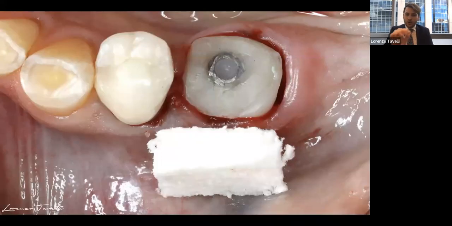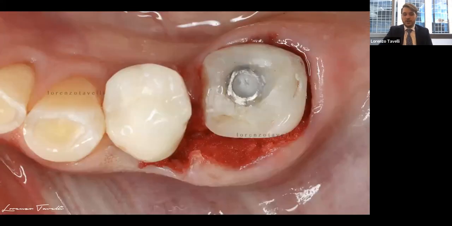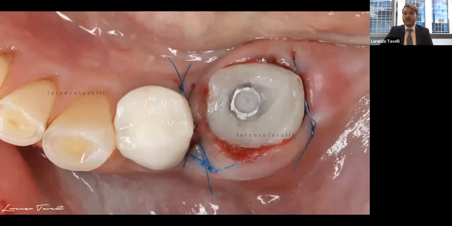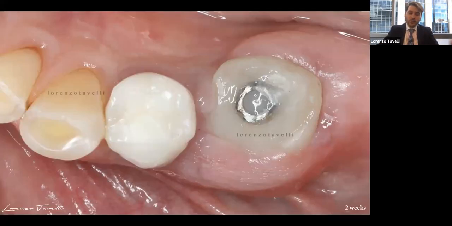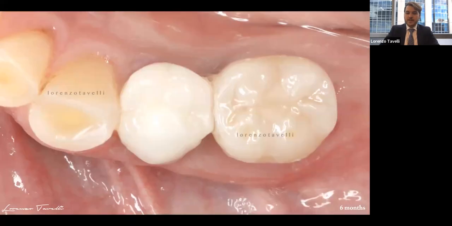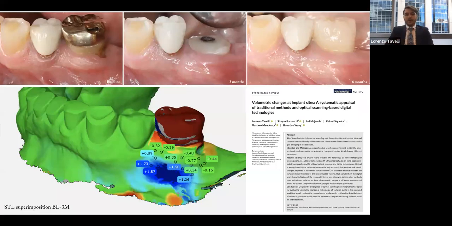And I had to just open the papilla between the premolar and the molar, which still was a little bit fragile because of the extraction. So I just completed the opening of this papilla. I inserted the biomaterial, and then I gave 2 or 3, maybe even more, simple interrupted sutures. You can see these are the X-rays, and you can see the progression of the healing: 2 weeks, 3 months, and 6 months.